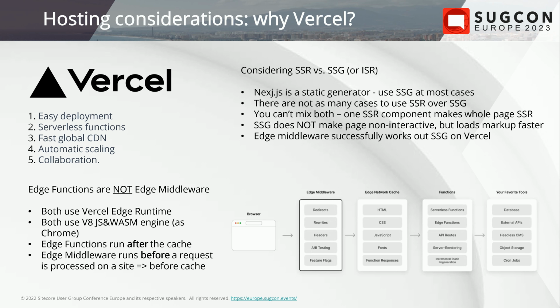Next, speaking about data fetching strategies. Try not to use server-side rendering, which defeats the whole point of Next.js being a static generator. Use SSG because it's a better option. If you use getServerSideProps in a single component, then the whole page has to be SSR, and you cannot mix SSG and SSR in the same page. SSG doesn't make your page non-interactive. It makes the markup reach the browser as soon as possible with all the assets it needs, and then the content gets pulled and rendered. There are not many use cases for SSR, and you can do pretty much everything with SSG.